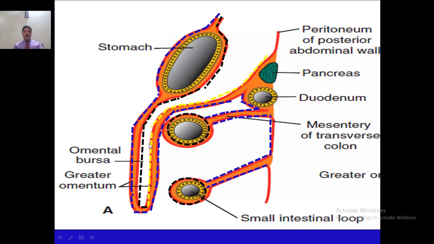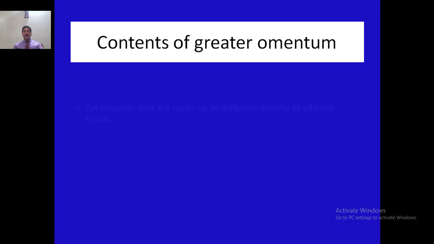The space between the third and fourth layer, as shown by this black and yellow dotted line, gets obliterated. So between the third and fourth layer lies the lesser sac, which lies posterior to the stomach. Thus the third and fourth layers form the lining of the lesser sac, which lies posterior to the stomach. Its extension downwards is obliterated by fusion of the second and third layer, and the part of this greater omentum between the greater curvature of the stomach and transverse colon is called the gastrocolic ligament.